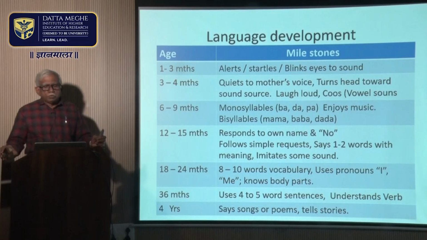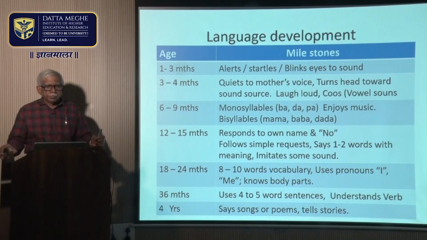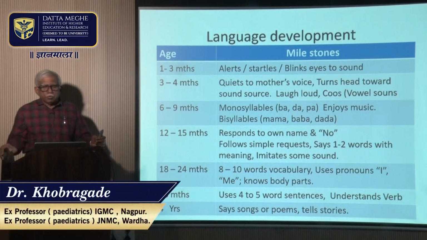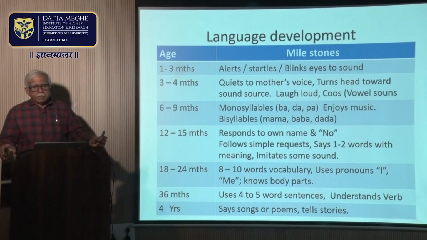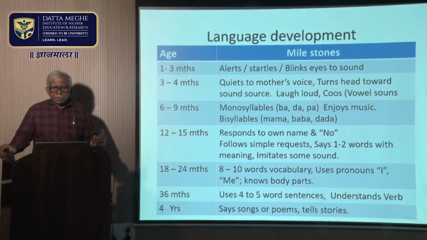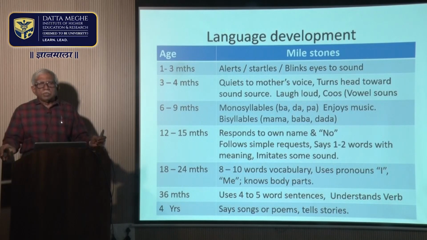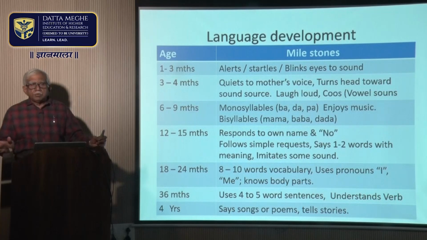Language: at 1 to 3 months you find that the child alerts, startles or blinks his eyes to sound when the sound is produced. Then by 3 to 4 months, as I said just now, he quiets to mother's voice, turns his head towards the sound source, laughs loud and coos, that means vowel sounds are produced. At 6 to 9 months of age, this is the period when you have monosyllables, and by 9 to 12 months of age he has bisyllables. By 12 to 15 months he responds to own name and says no, follows simple requests, says 1 to 2 words with meaning and imitates the same sound.